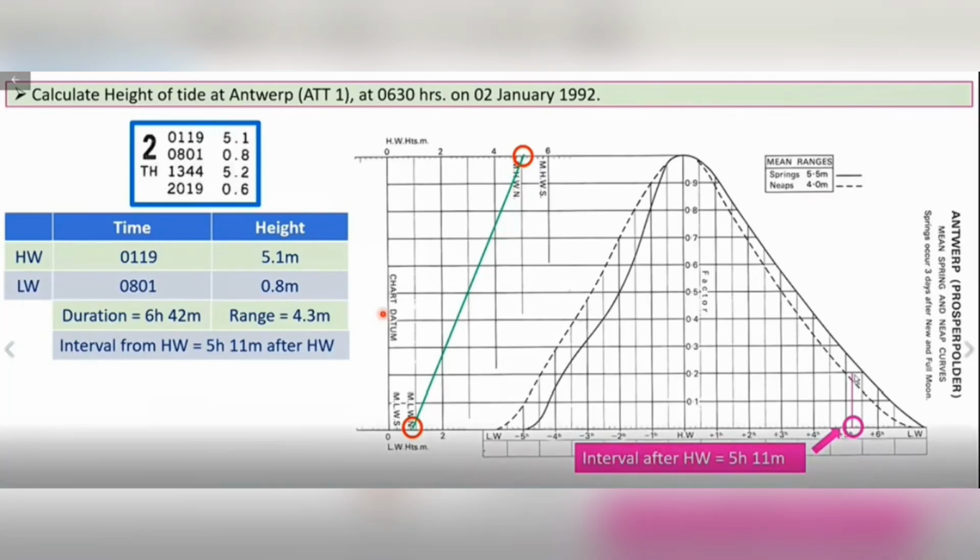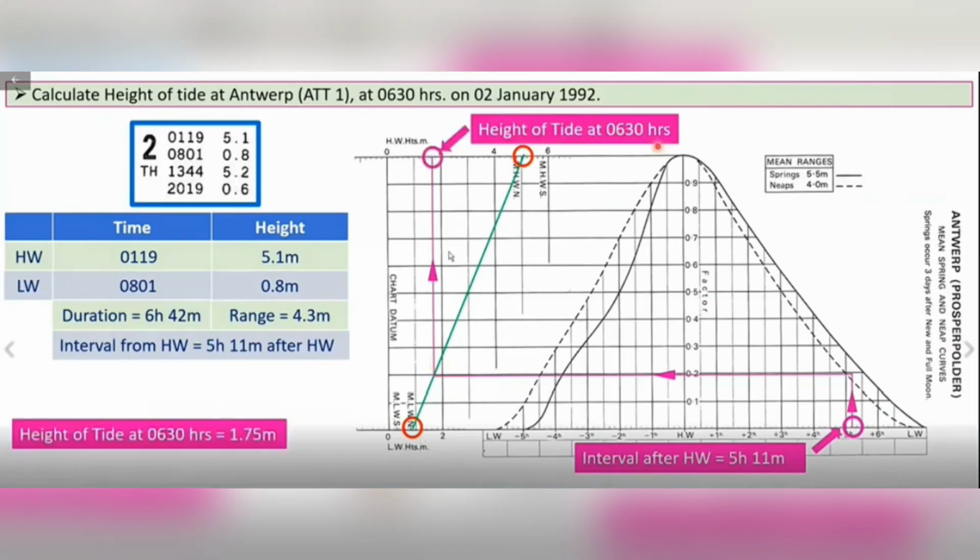We stopped in between these two lines and then we drew a horizontal line. So a horizontal line which touched the interpolation line at this point, then you can go up or down and you can read off the height of tide, which came in our case as 1.75 meters. So this was the first question beta which we did.